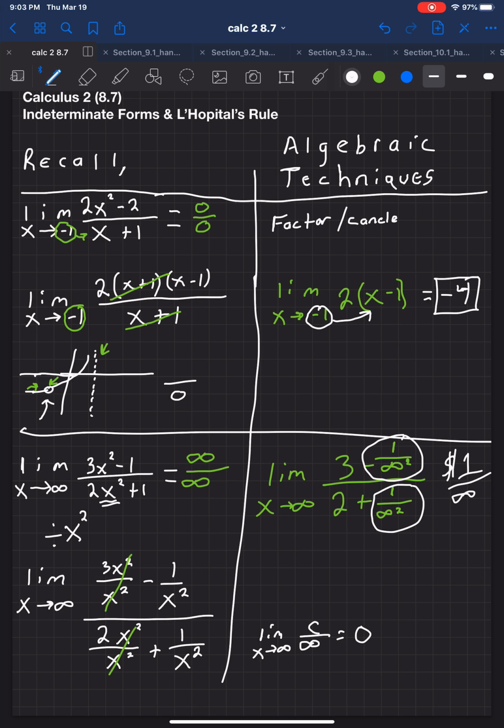So that leaves me with the following: 3 minus 0 over 2 plus 0, or in other words, 3/2.